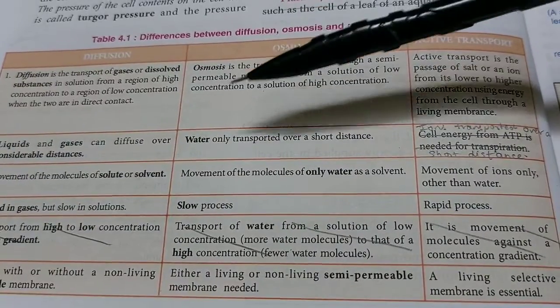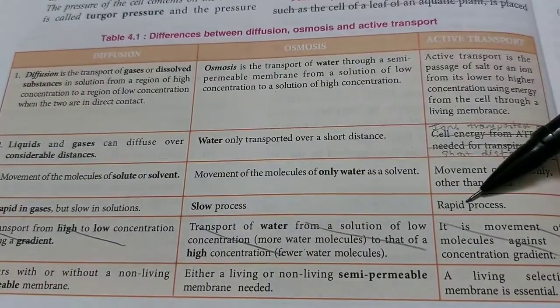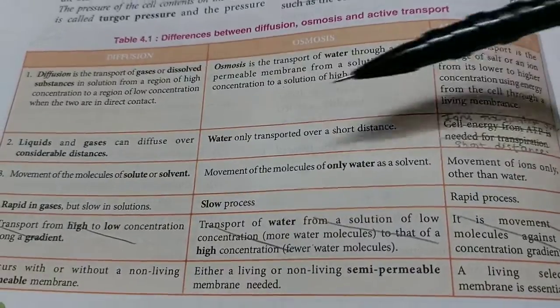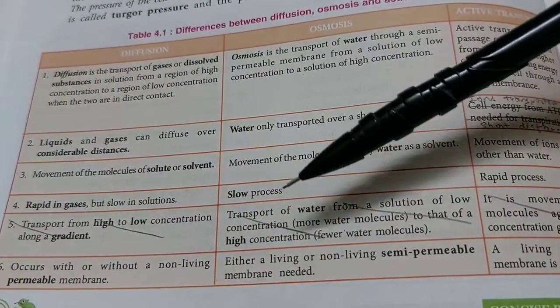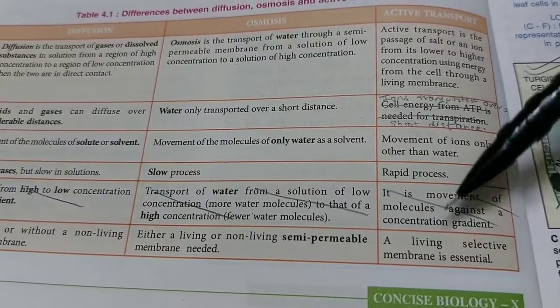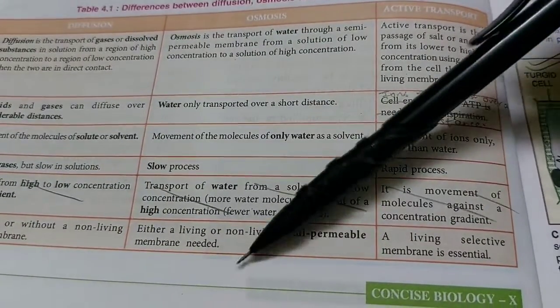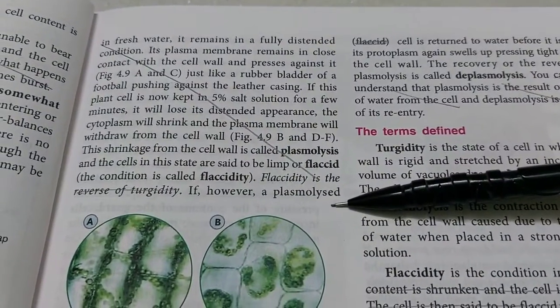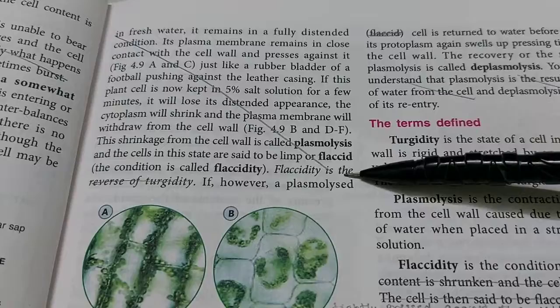Here, it's rapid, it's slow, it's rapid. Fifth point is entirely cancelled. Here, no membrane required. Here, a membrane is required. Even here, a membrane is required. And here, it should be a living membrane. Here, it can be living or non-living, either. This paragraph is cancelled, but not the last sentence.